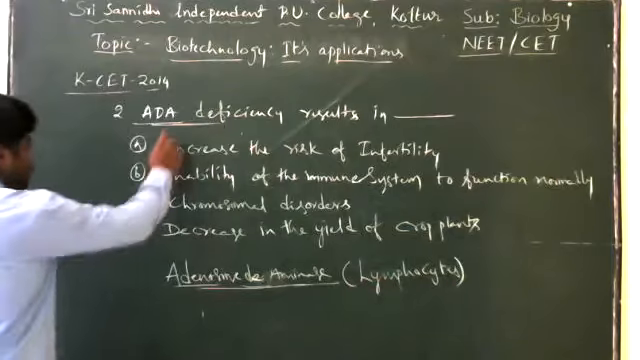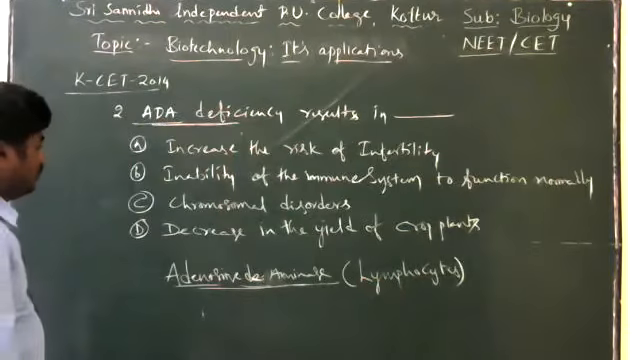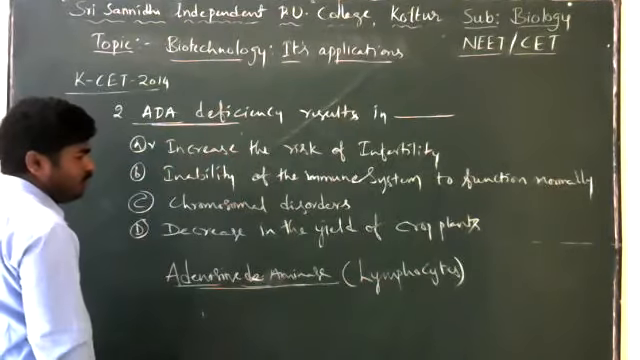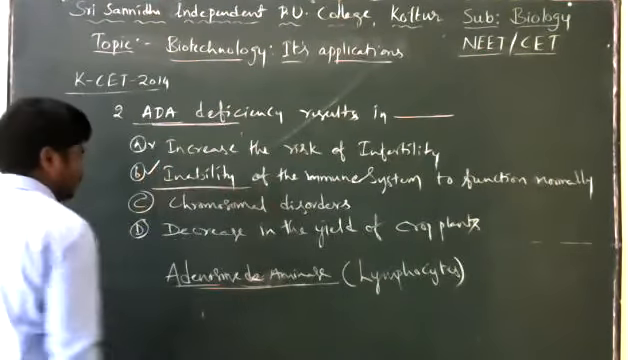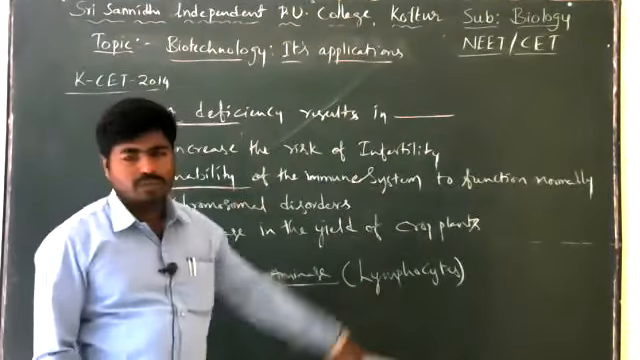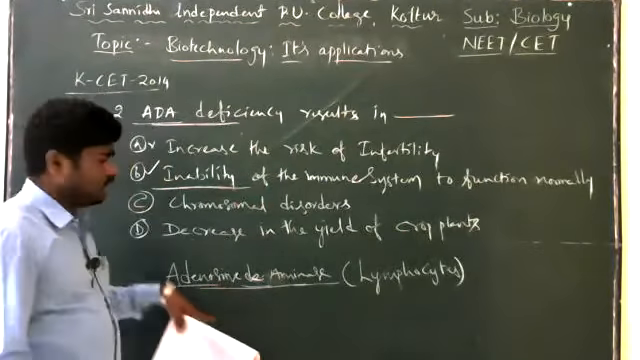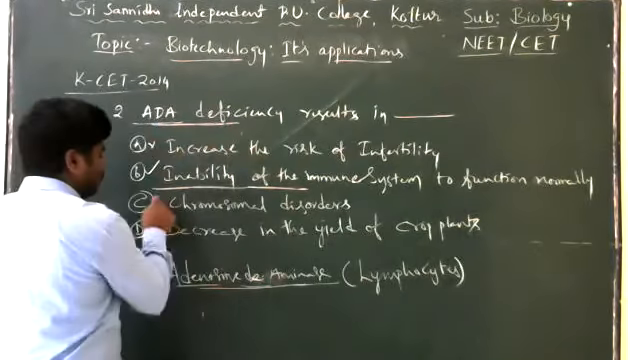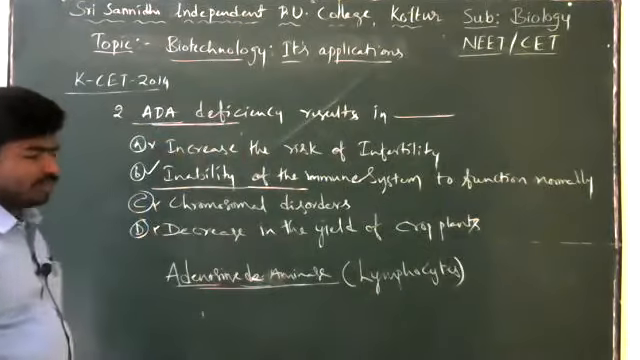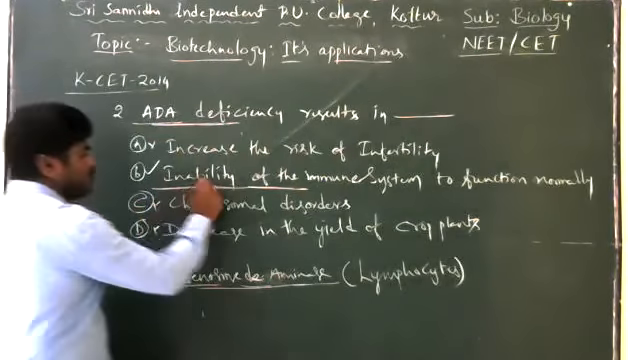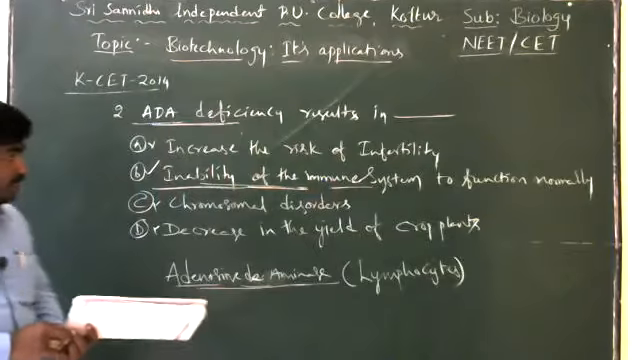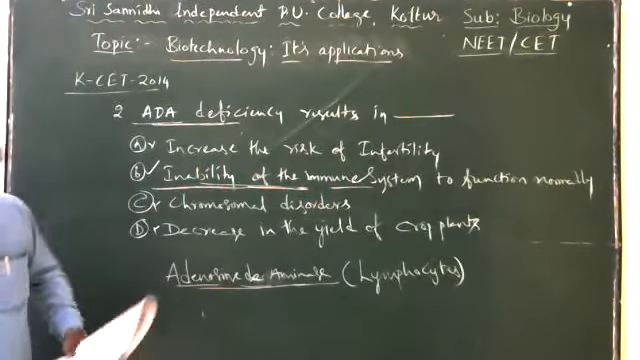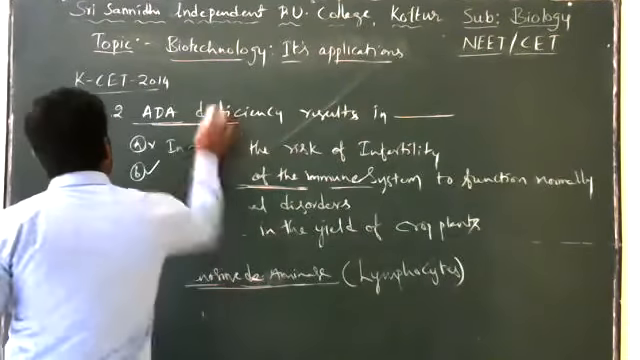So what is the answer? The first one, increase the risk of infertility, is wrong. Next, inability of the immune system to function normally, is correct. B is correct, because lymphocytes become inactive due to the lack of the ADA gene. The remaining options, chromosomal disorders and decrease in the yield of crop plants, are wrong. So B is the correct answer: ADA deficiency results in inability of the immune system to function normally. Next, we proceed to the third question.